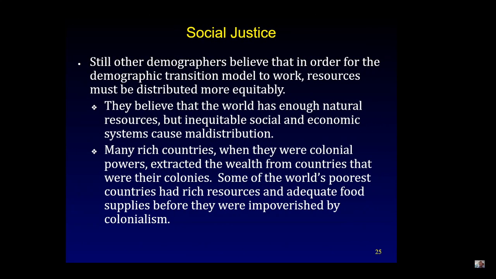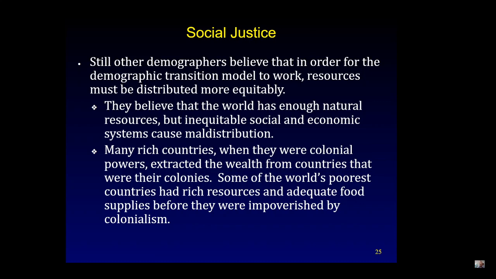Like I said, I didn't make this too difficult, but it is an important one. Other demographers believe that in order for the demographic transition model to work, resources must be distributed more equitably, right? They believe that the world has enough natural resources, but inequitable social and economic systems cause maldistribution. Many countries, when they were colonial powers, extracted the wealth from their colonies, and some of the world's poorest countries had rich resources and adequate food supplies before they were impoverished by colonialism.